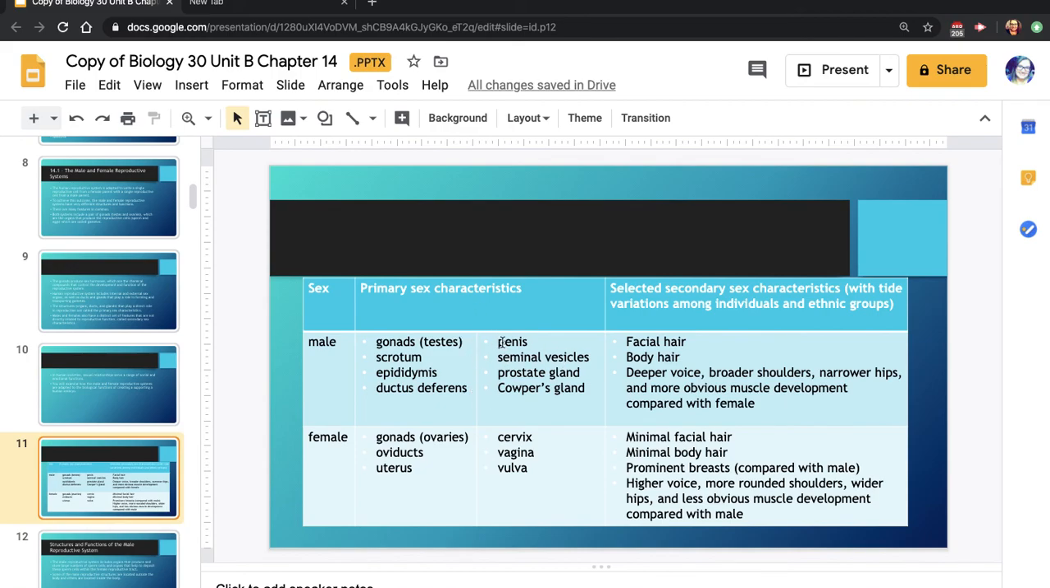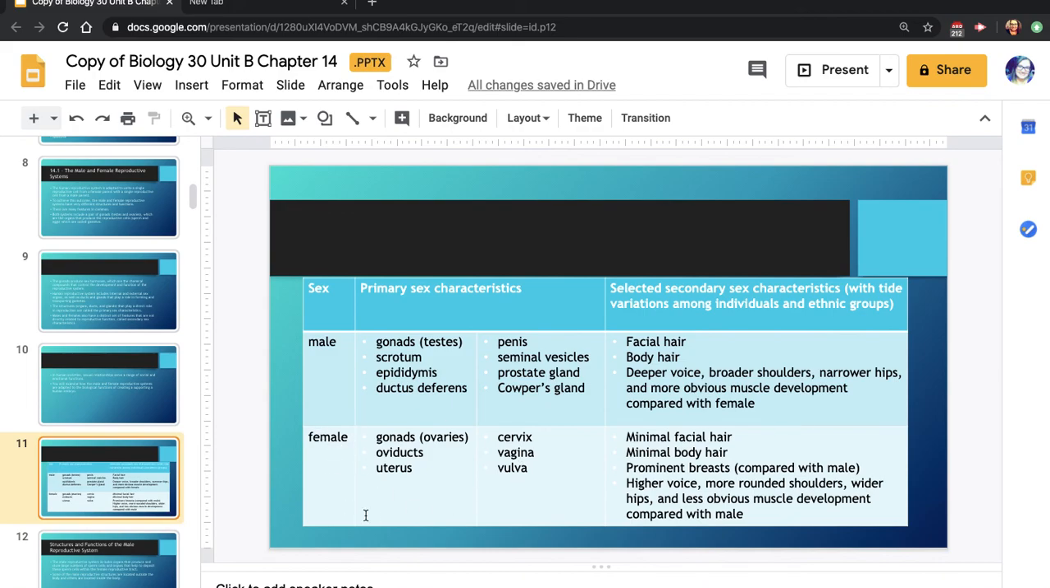And then there's also the penis, the seminal vesicles, the prostate, and the Cowper's gland. We're going to get to all those, but those are all the main things that help bring the sperm out of the male. The secondary sex characteristics are facial hair, body hair, deeper voice, broader shoulders, narrower hips, and more obvious muscle development compared to females. Males tend to get more muscle during puberty, and that's all due to the testosterone, which we'll get to later on.